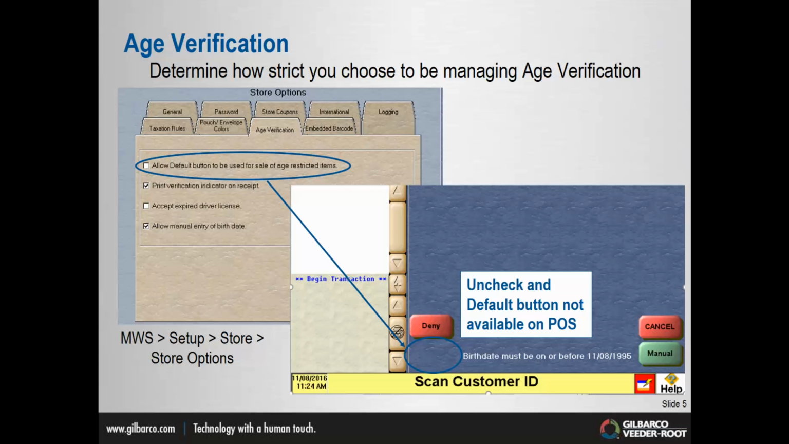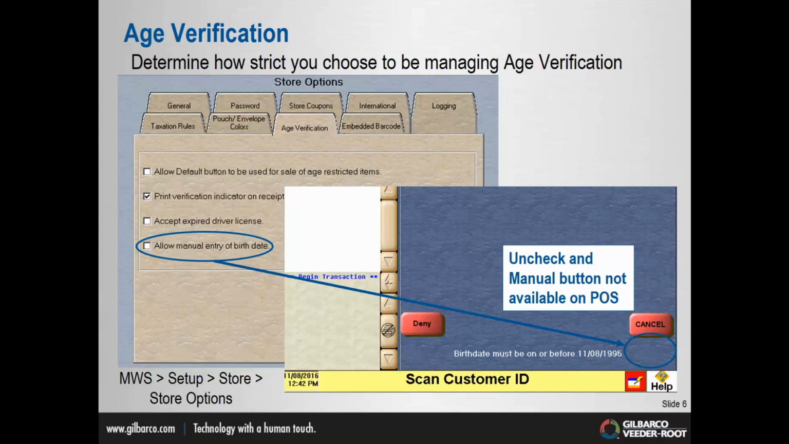The manager can uncheck the box Allow Default button to be used for sale of age-restricted items. When this box is unchecked, the default button will not appear on the cashier workstation as an option. The manager can also choose to print age verification on the receipt and configure whether or not an expired driver's license will be accepted for age restriction.